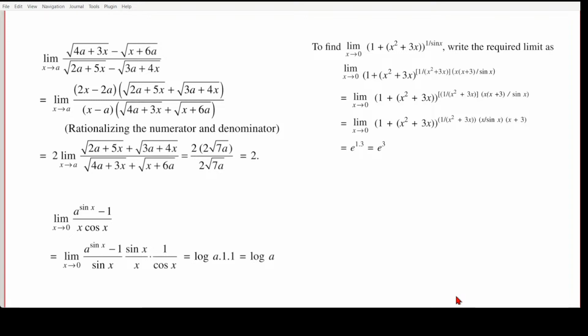Just quickly, within a minute, you just finish it off. Okay, sir. Sir, can you repeat once again? This part, just do it yourself once and see whether you are getting e cube or not. Okay, ma?